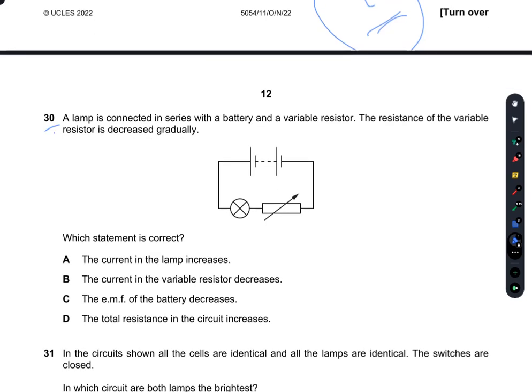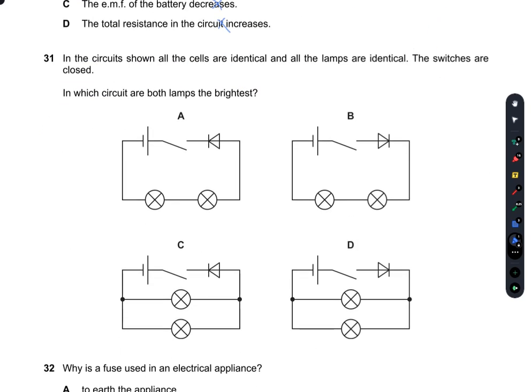Question number 30. A lamp is connected with a battery and a variable resistor. The resistance of the variable resistor is decreased gradually. So which statement is correct? Now the resistance decreases. What does this mean? Current will increase. Current will not decrease. The EMF will not decrease. The total resistance in the circuit increases? No, no, no. In the circuit, the total resistance decreases as well. So A is the right option.